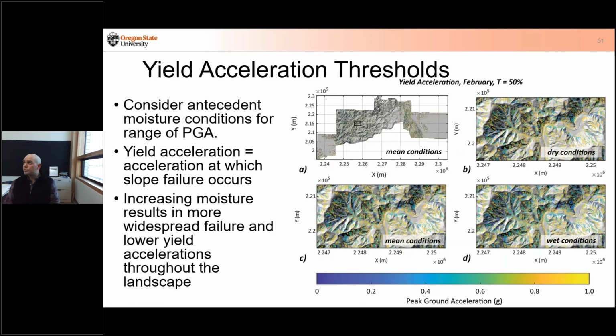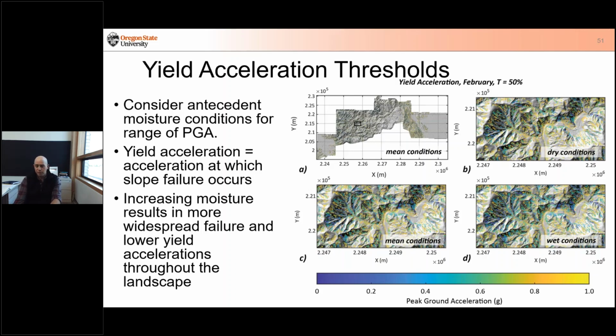We can use the same concept we used for rainfall thresholds to also develop maps, spatial analyses of yield acceleration. A yield acceleration might commonly be used for a sliding block analysis or to determine the seismic slope stability of a hill slope, whether engineered or natural. And usually it's considered at a single hill slope scale. But I think we all would agree that it varies over a landscape.